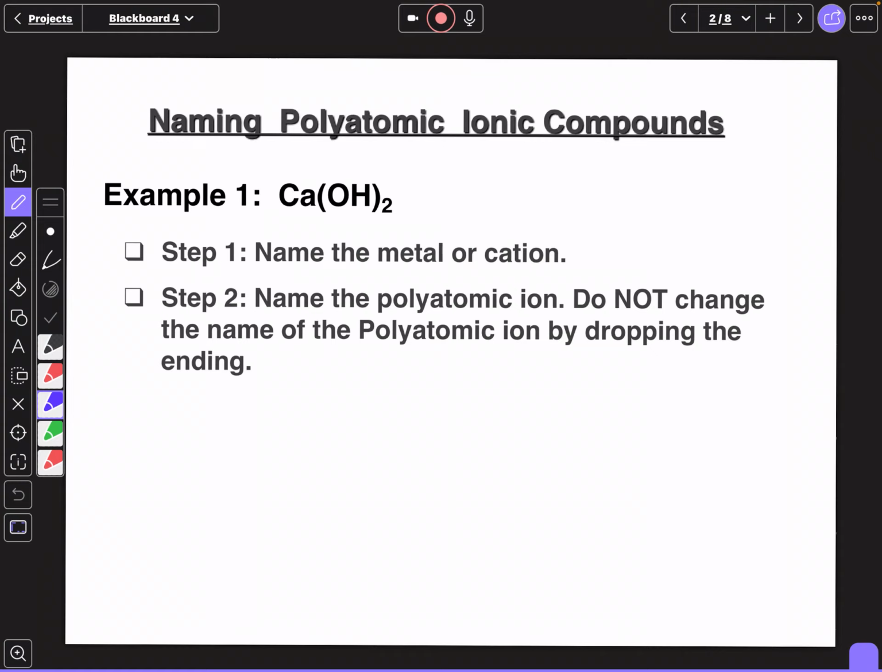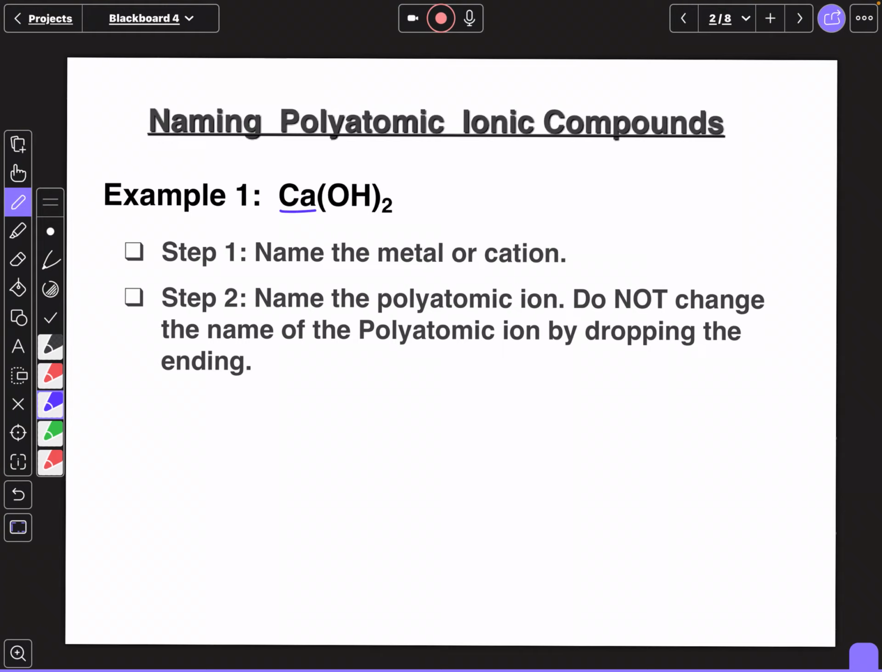If we look, the first step in naming, even before naming the metal or cation, is to determine if it's ionic or covalent. I look at the first element, it's calcium. Calcium's in group 2A. It is to the left of the stair-step line, so it's a metal. So I know I've got an ionic compound. My next step is to ask, do I have a binary compound made up of 2 elements, or do I have a polyatomic ion?